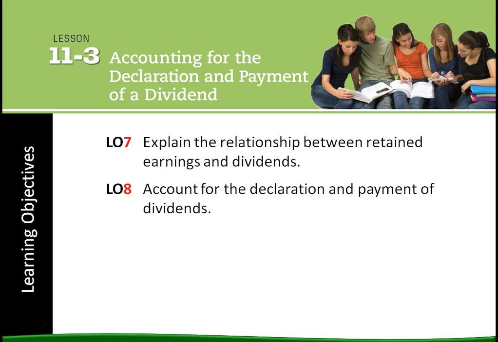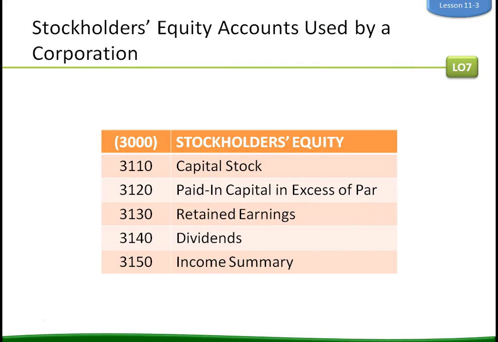So let me start out talking about stockholders' equity accounts used by a corporation. The owner's equity accounts for a corporation are listed under a major chart of accounts division titled Stockholders' Equity. Most corporations have many stockholders. It's not practical to have a separate owner's equity account for each stockholder. You could have thousands and thousands of stockholders. Instead, a single owner's equity account titled Capital Stock is used for the investment of all owners. And if you own stock in a company, you're considered a part owner.